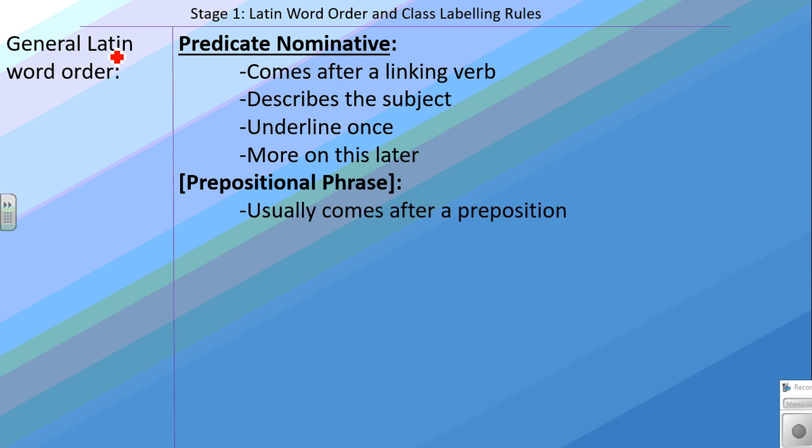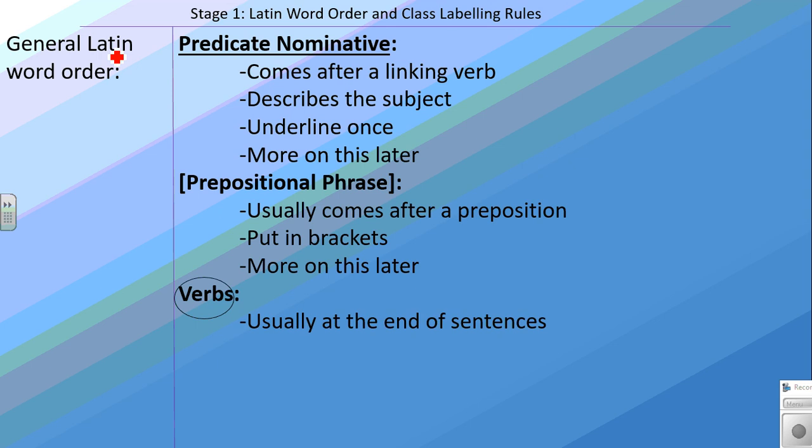Prepositional phrases usually come after a preposition. Right, it's in the name. You put it in brackets, and again, I'll talk to you a little bit more about what a prepositional phrase is and how you recognize those. And then verbs are usually the end of the sentence. Linking verbs are the exception for this. They often come in the middle of the sentence. Sometimes, if they're feeling very tricky, they might show up at the beginning of the sentence.